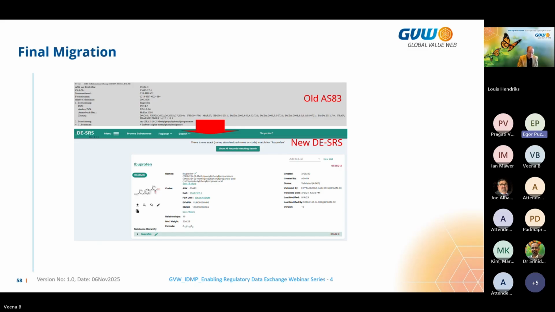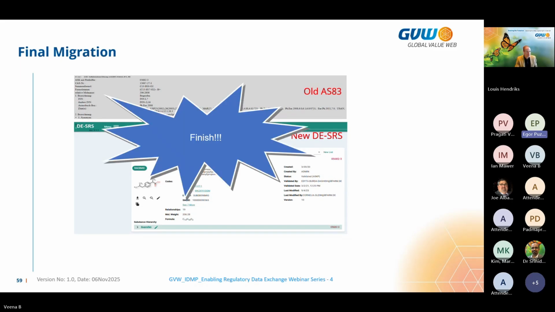And here we are at the final migration. On the top, you will see how our old system looks, IS-83, and here is the result, the new GSRS system. Please, next. And we are finished here. Please, next.